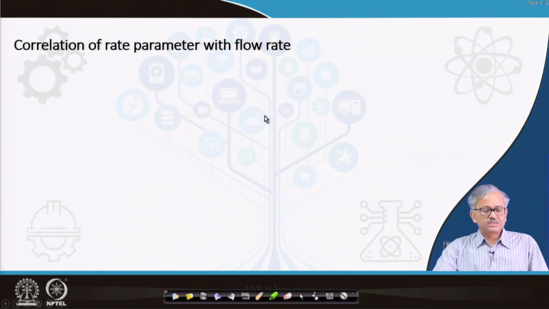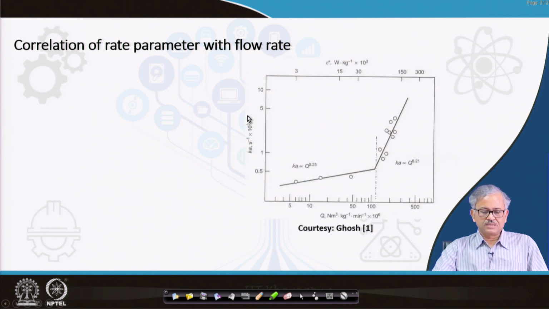So, next, the correlation of rate parameters with the flow rates. Let us see, this is the thing, that is the Ks, the rate constant per second, I have plotted versus the flow rate of gas from the bottom, and as you can find, with increase in the gas flow rate, your mass transfer coefficient increases, the rate constant increases, right. It is proportional to Q to the power of 0.25 initially, and then beyond a certain gas velocity, you can find there is a steep rise in the value of the rate constant. Suddenly there is a steep rise.